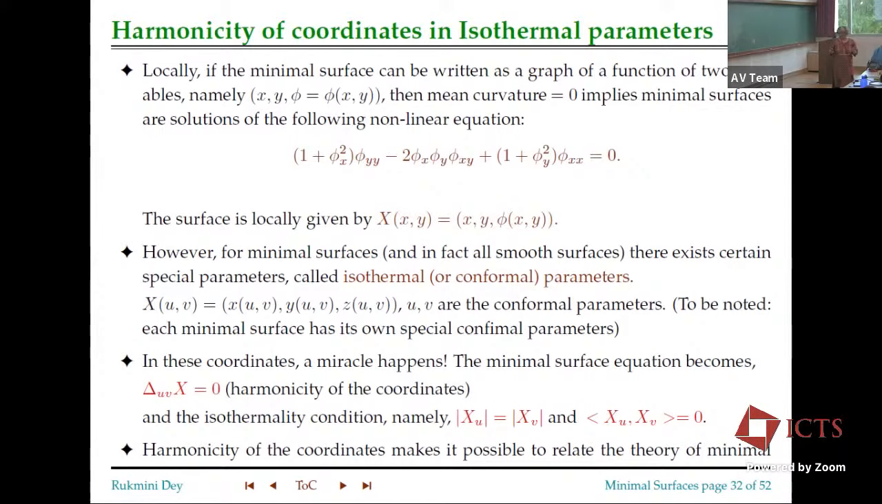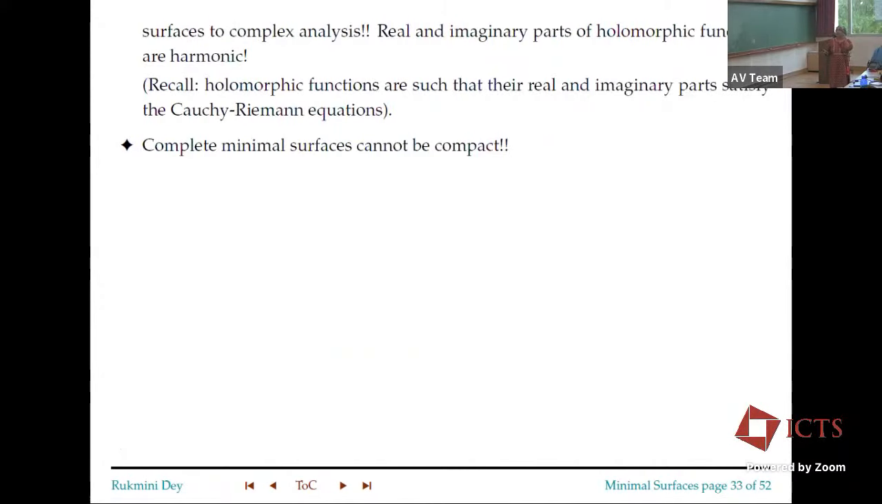Okay, so that means you will be able to relate them to real and imaginary parts of holomorphic functions. And there's another beautiful fact which follows from harmonicity. Complete minimal surfaces cannot be compact. So there is a reason why the torus never appeared. Punctured torus appeared, but the torus never appeared as a minimal surface. Okay.